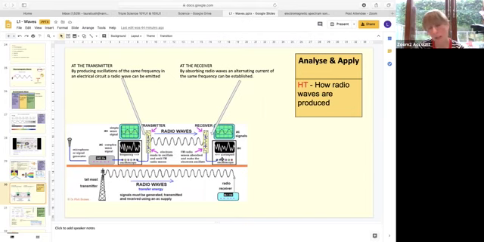You do not need to know exactly how a transmitter works, or how exactly a receiver works. It's the principle of it that you need to understand.